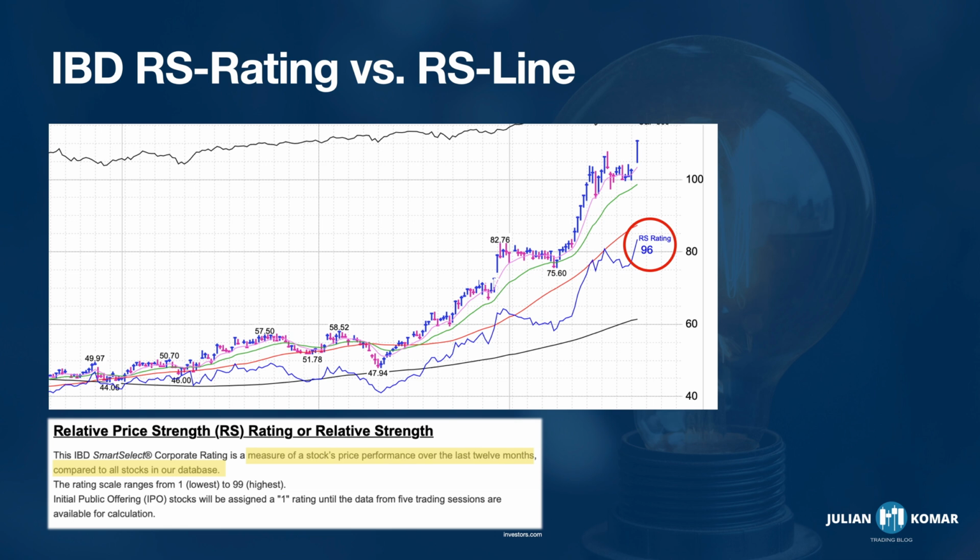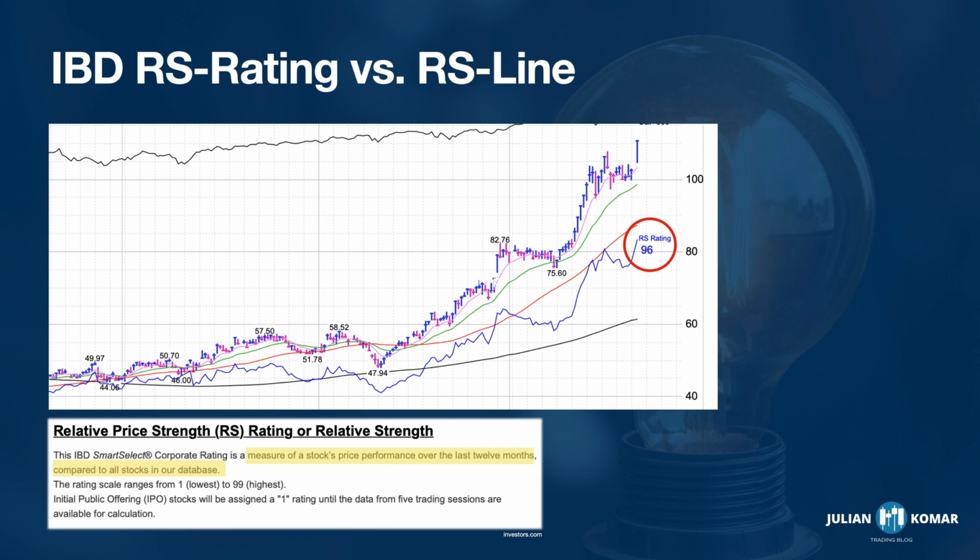Again, the higher the better, but it does not mean that a 99 RS rating stock will automatically outperform stocks with a lower rating. Sometimes it's the opposite, because if a stock has a 99 RS rating in IBD, it can also mean that the stock had a very, very strong performance in the past and maybe is overextended and will turn into a consolidation or something. I personally, when I select stocks, always try to select stocks which have an IBD RS rating higher than 90.